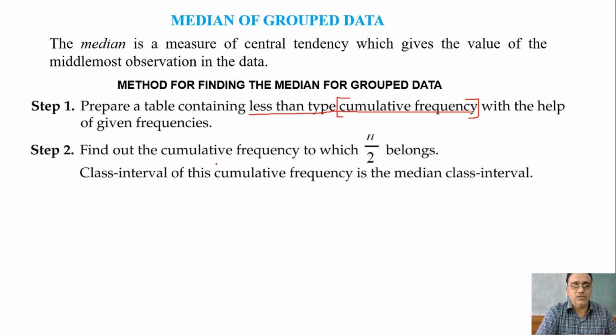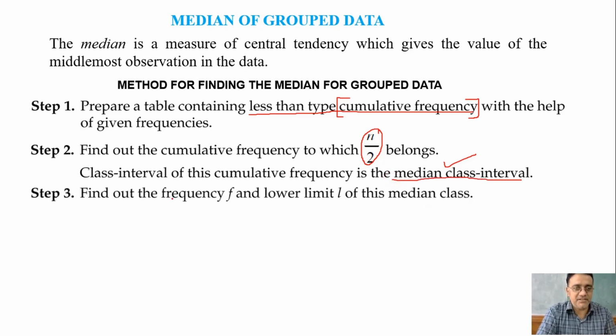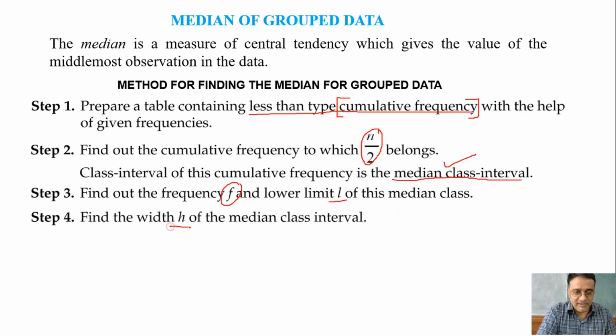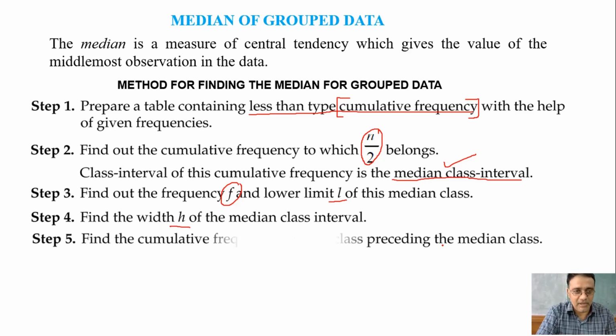Next, find out the cumulative frequency to which n by 2 belongs. The class interval of this cumulative frequency is the median class interval. First step, we have to form the cumulative frequency table. Then we have to identify n by 2 belongs to which class. So that is the median class. Next, find out the frequency of that class and the lower limit of the median class, and find the width also. Then after getting all these values, we have to substitute in the formula.